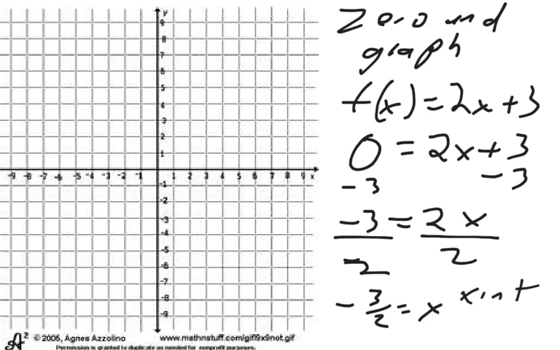Now graphing it, we got 2x plus 3, so I start at 3. I go up 2 over 1. And I graph it. A little bit straighter than that, but you get the idea.